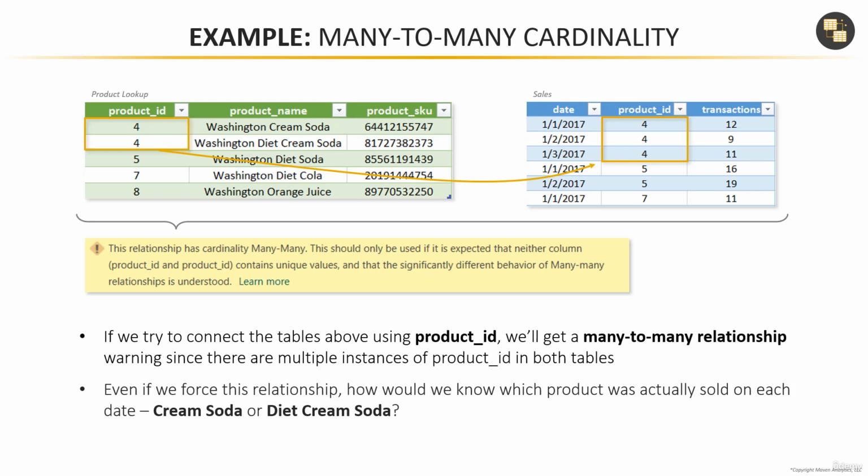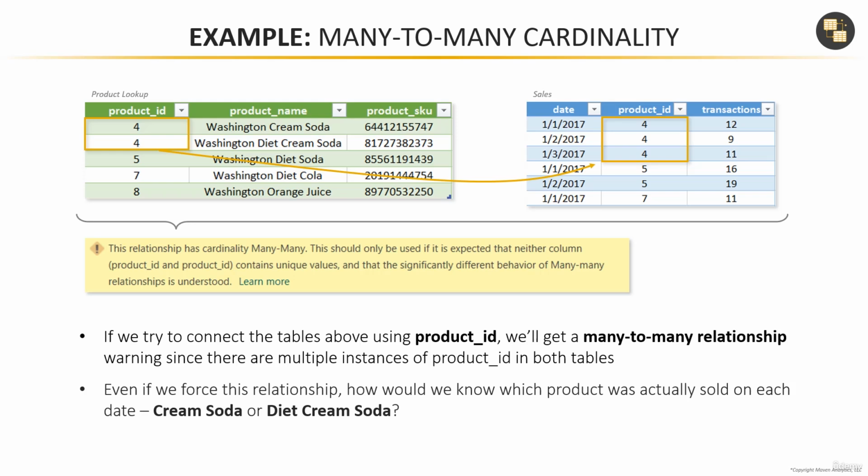Because we have two different products with ID number 4, Washington Cream Soda and Washington Diet Cream Soda, which for the record sounds like a terrible beverage, but that's besides the point. The idea here is that we know that product ID 4 was sold on January 1st, January 2nd, January 3rd, but it could have been either one of those products because they share the same ID. So that's our quick cardinality crash course.